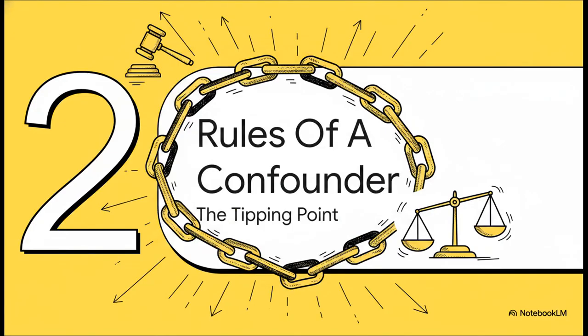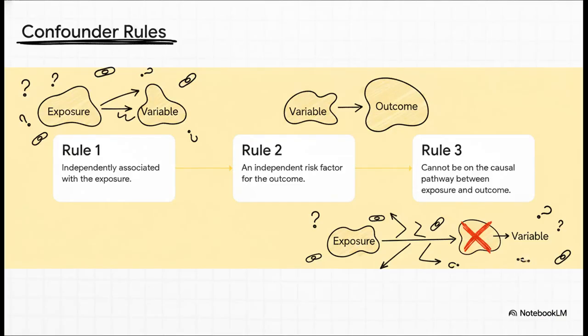Moving right along to Module 2, the rules of a confounder. You can't just point fingers at any random variable and accuse it of being a confounder. To truly incriminate it, the variable has to pass 3 incredibly strict structural rules. First, it has to be independently associated with the exposure. Second, it must be an independent risk factor for the outcome. And third, and honestly, this is absolutely crucial, it cannot be on the causal pathway between the exposure and the outcome. If it fails even one of these rules, it is not a confounder.